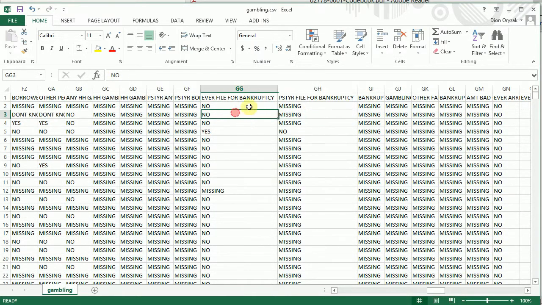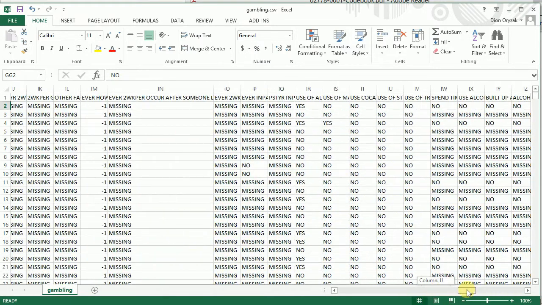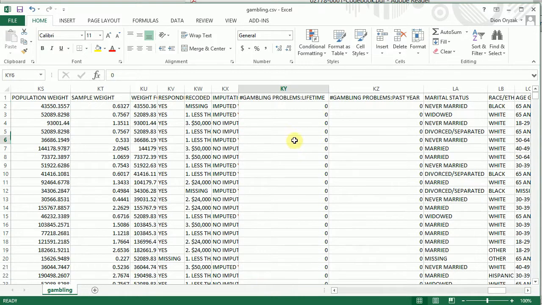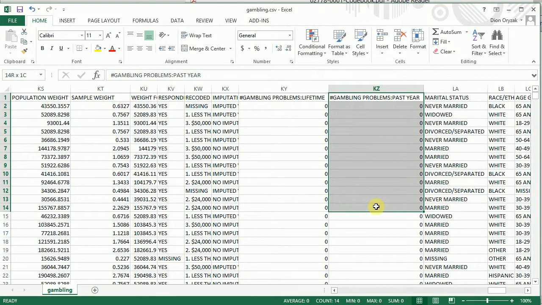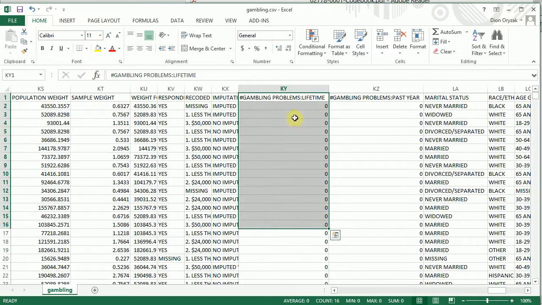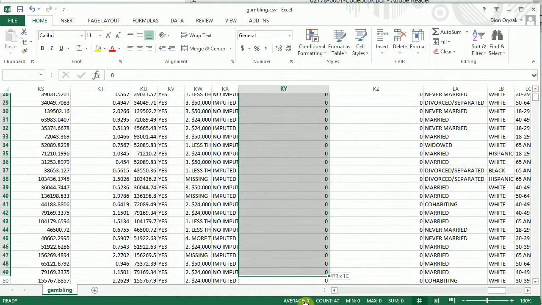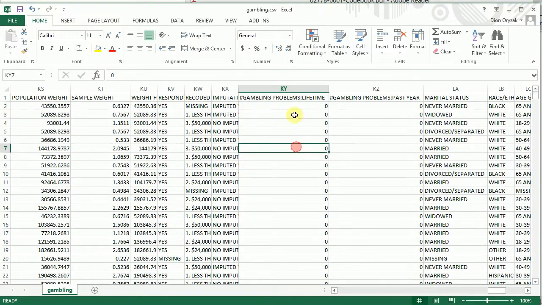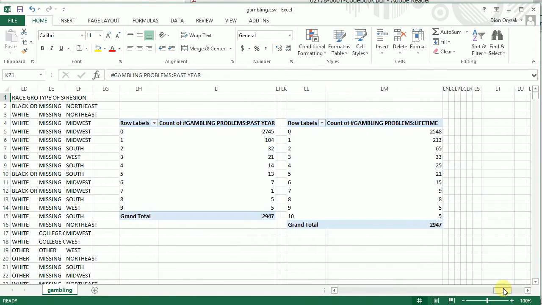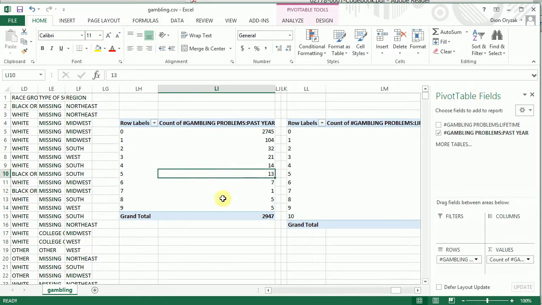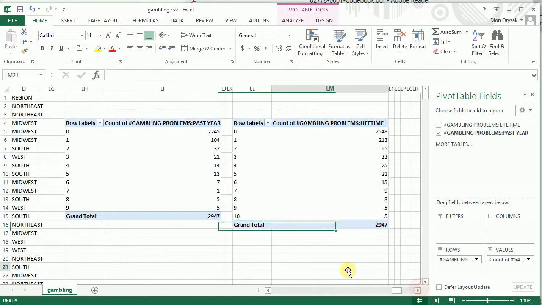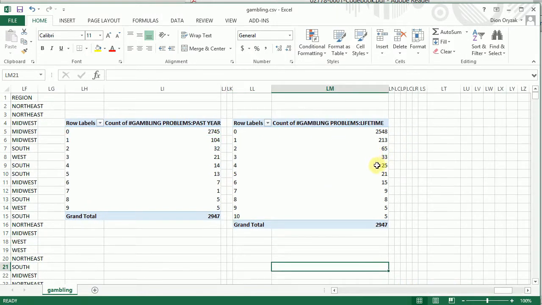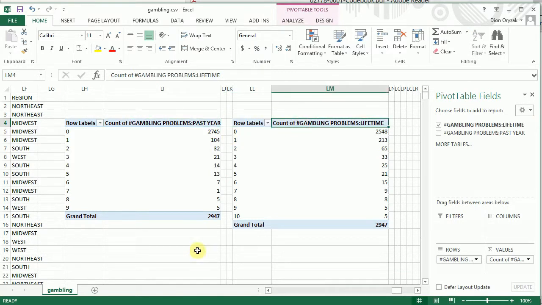But for each of the two versions of the question, past year versus ever, these were summed up to give these two variables here. Number of gambling problems past year and number of gambling problems lifetime. Most people score 0. The vast majority score 0. But if we look at a summary of the counts of these two variables over here, you can see that some people do score 1, 2, 3, etc. The higher the score, the worse the gambling problem. These are the response variables.